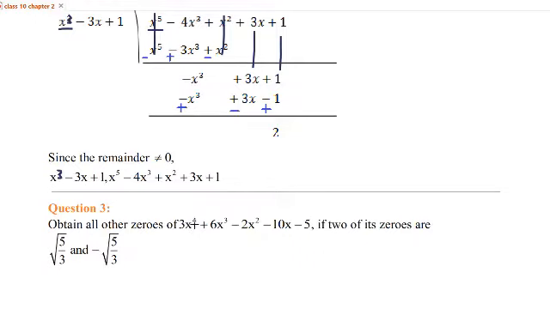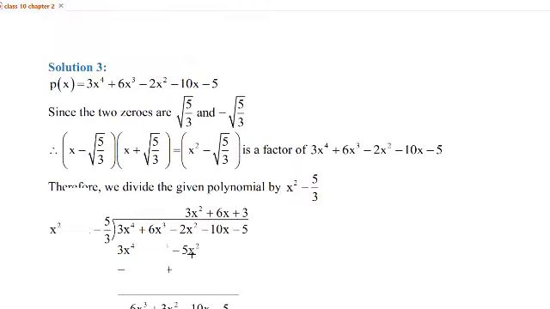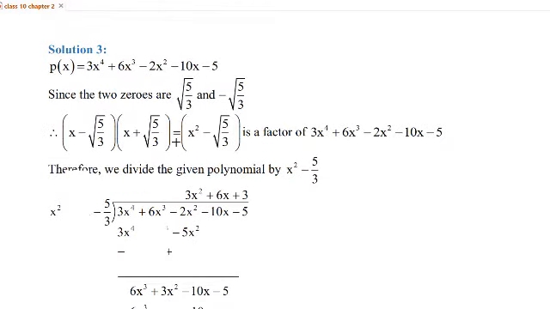Since the degree is 4, it must have 4 zeros, out of which 2 zeros are given as root 5 by 3 and minus root 5 by 3. So the remaining 2 zeros we need to find. So how to do this? First of all, we'll put the first zero equal to x. Why so? Because zeros are values of x, isn't it? Zeros are values of x.